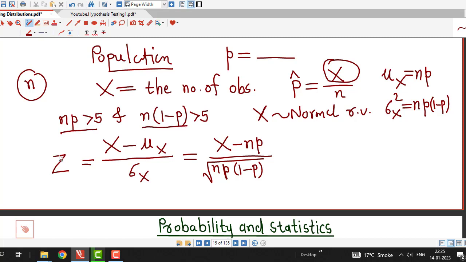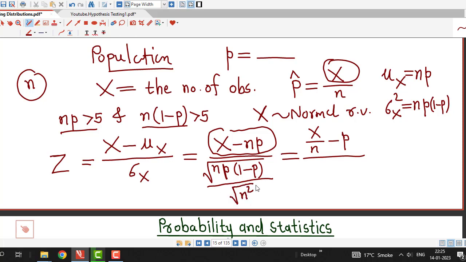Under these two conditions, we can say that this capital Z is given by this, and it is a standard normal random variable. Now suppose we divide numerator and denominator by n. Then here I have X divided by n minus p. I am dividing this quantity by the number of elements in the sample. Similarly, in the denominator I am dividing by n, so I can write it as square root of n square, which will give me p times 1 minus p divided by n.